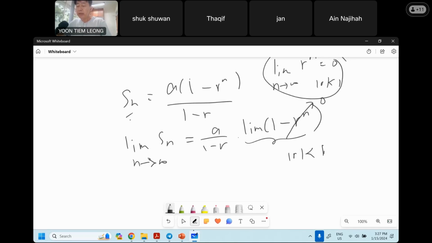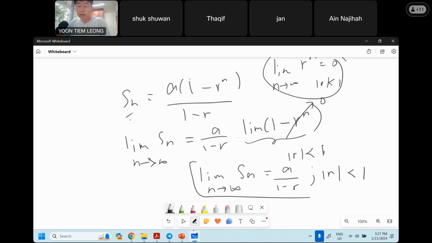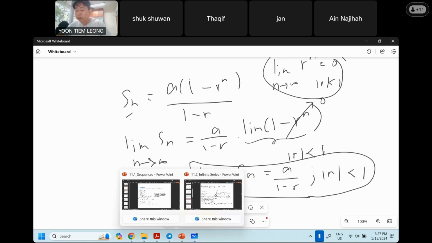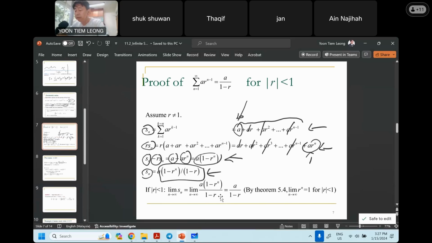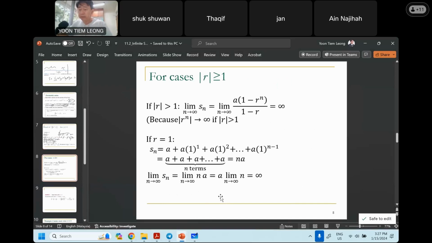So by doing that, we can be sure that the limit of the geometric series that is written as this is equal to a over 1 minus r, with the condition that the magnitude of r is less than 1. Now this is a very simple but yet important result. You have to remember this result because we are going to make use of it in other parts of the calculation when we study the convergence of a series.